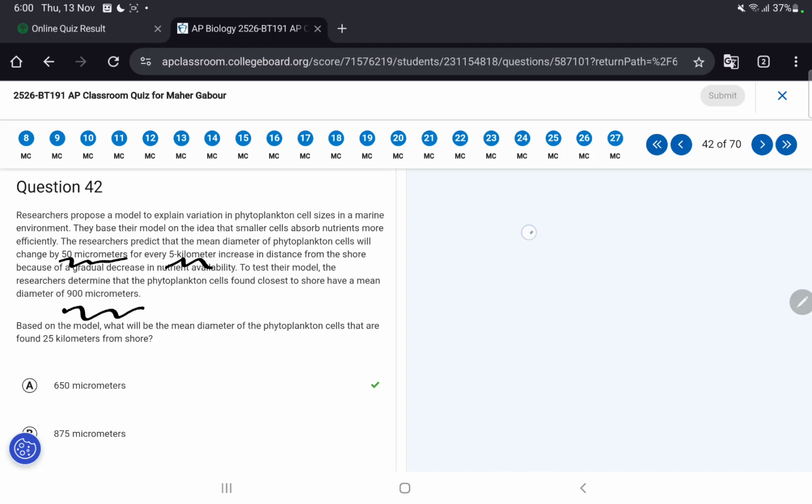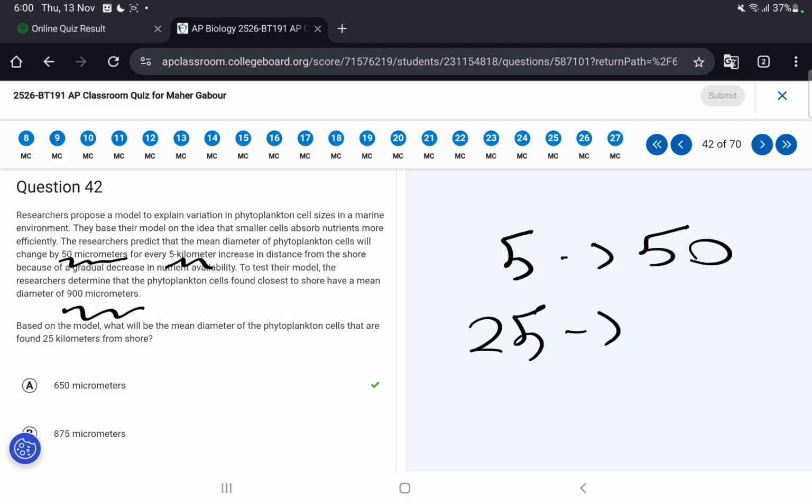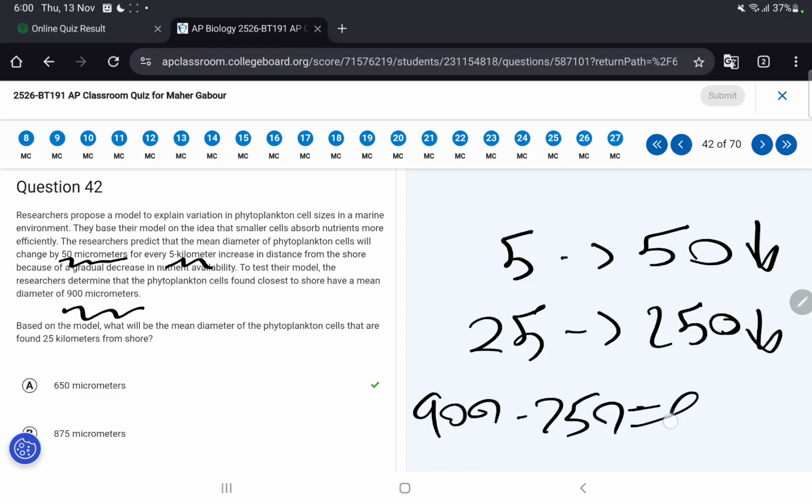For every 5 kilometers, there's a 50 micrometer decrease. So for 25 kilometers, it will be 25 times 50 divided by 5, which is 250. So there will be a 250 decrease. Here there was a 50 decrease, here's the 250 decrease. The original was 900, so 900 minus 250 equals 650.